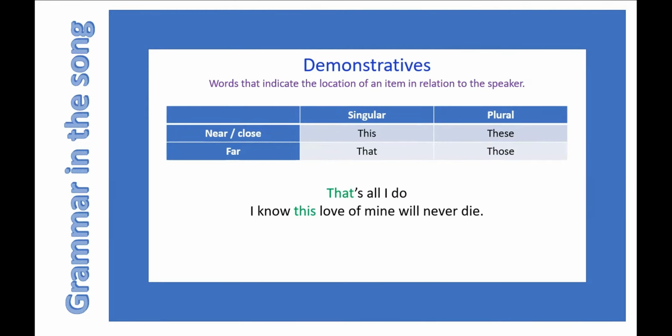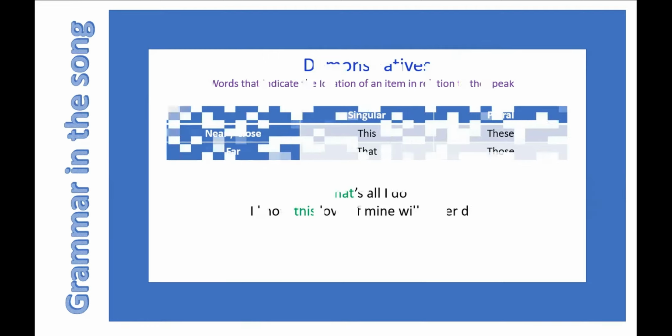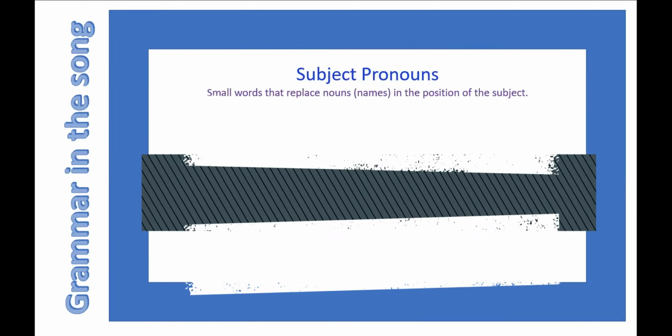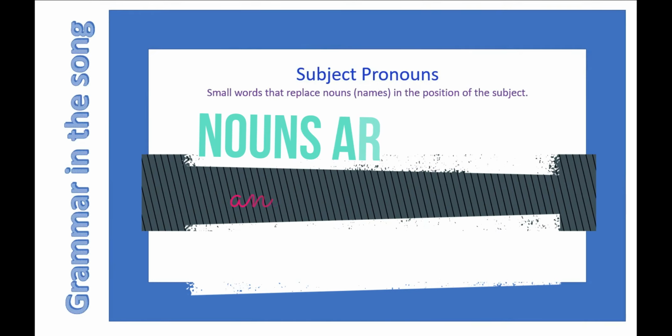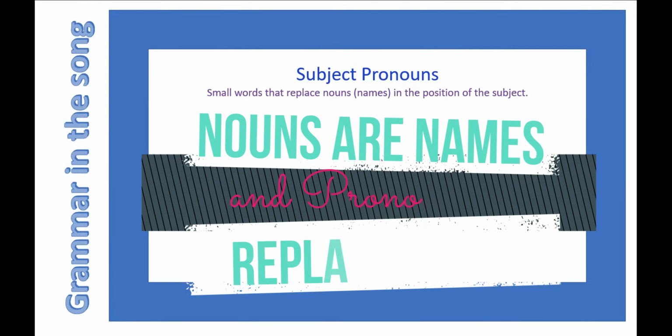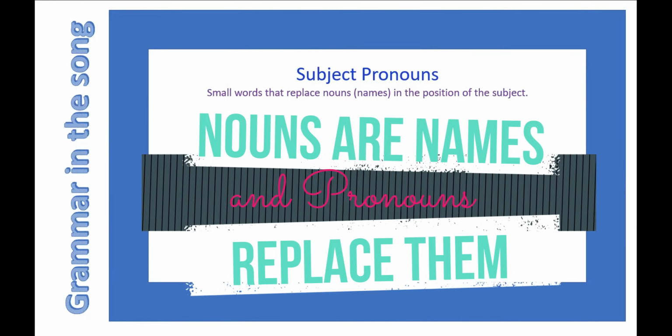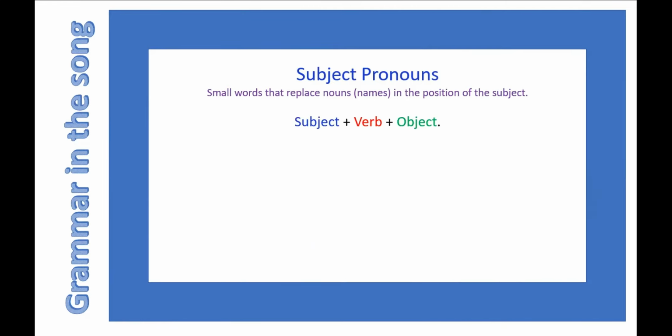The next topic we are going to talk about is subject pronouns. Subject pronouns are small words that replace nouns, that replace the names of people or the names of things or objects, in the position of the subject, I mean to the left of the verb or before the verb when speaking. These are the three main parts of a sentence: the subject, the verb, and the object.